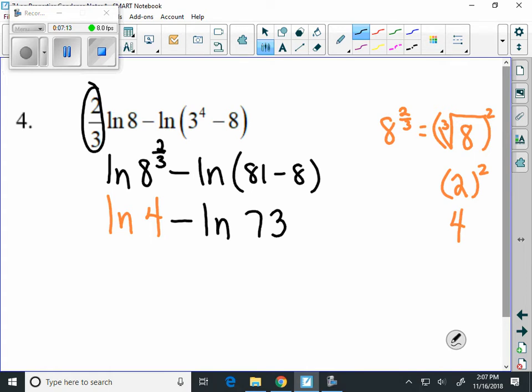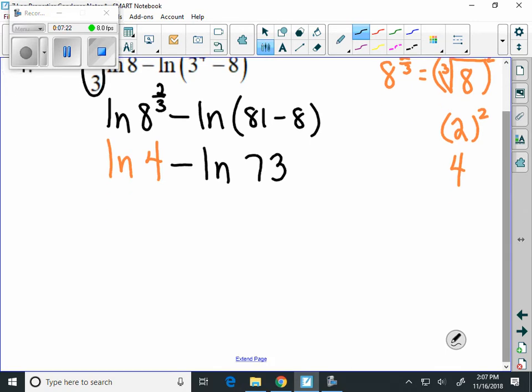And this time, we're going to use the quotient property of logarithms because there's a minus in the problem. And our goal is to write the problem with only one logarithm. That's what condensing means. So this is going to be the natural log of 4 divided by 73. We cannot do anything else to that problem. If we could simplify the fraction, we would, but we can't.